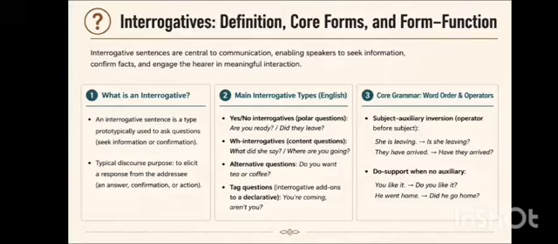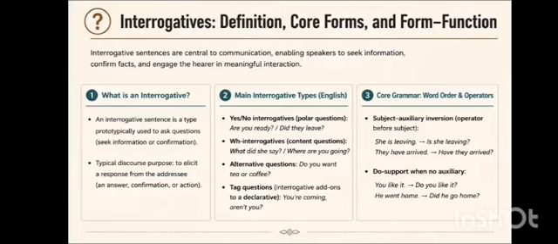And the next one is WH interrogatives, or content questions. These questions begin with a WH word, like what, where, when, why, who, how, and are used to ask for specific pieces of information. For example, what did she say? Where are you going?